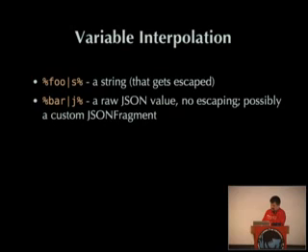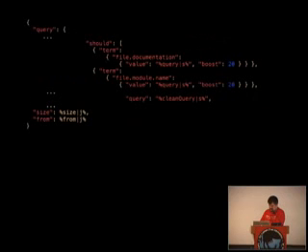So we have bar S, a string that gets escaped, or bar J, which is a raw JSON value, which might actually be a JSON fragment, which toStrings itself to the right thing, which was useful in cases. So you saw in that original slide, they had some function calls going on. Turns out it's really handy to have some objects that can generate their own JSON for you and inject them into the template in the right way. That's kind of what we did.